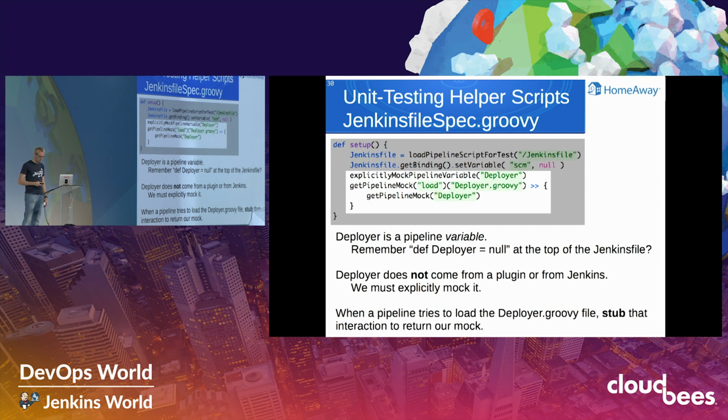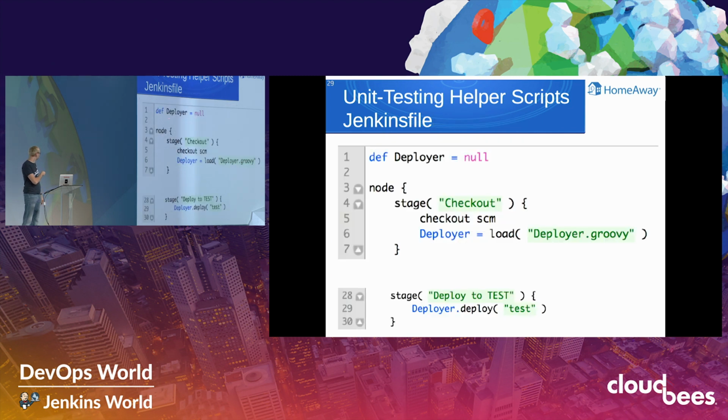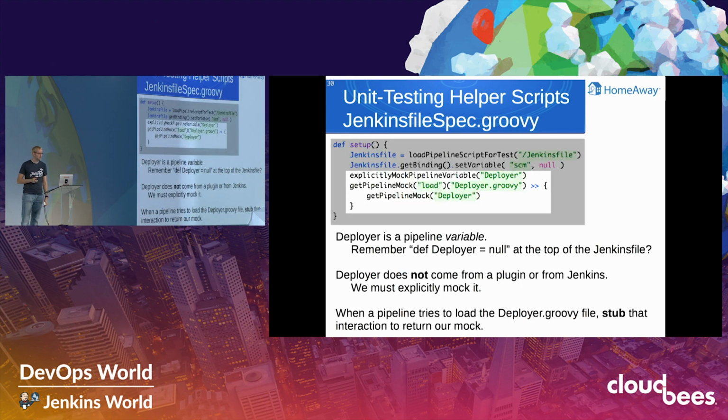So that deployer, when we're using it in our Jenkinsfile, is a variable. But it doesn't come from a plugin, and it isn't automatically created by Jenkins. We create it. So we need to explicitly mock it, because there's no automatic way for the framework to know that it's something important. Once we explicitly mock it, we want to make sure that when our pipeline attempts to load the deployer, we return our mock deployer. You can imagine maybe you don't do that, and you just let the load step be a mock. Depends on what you're trying to test.